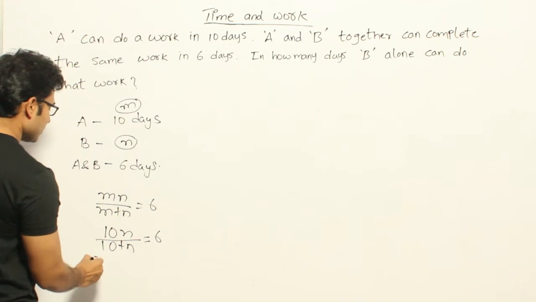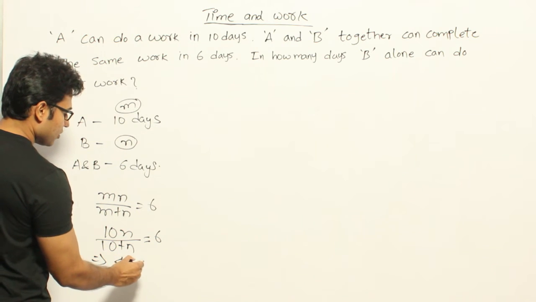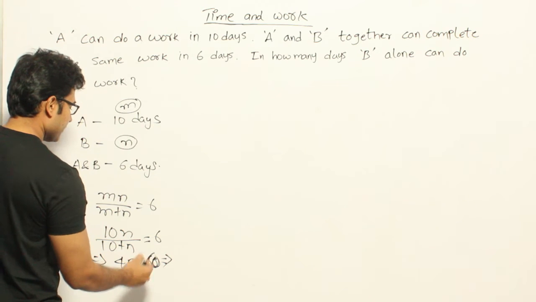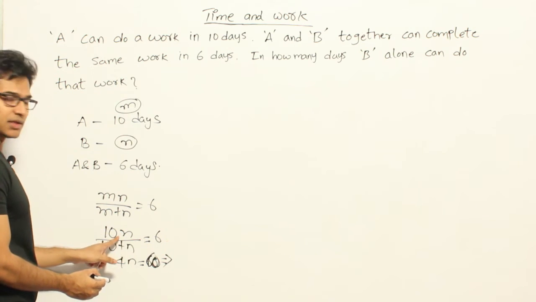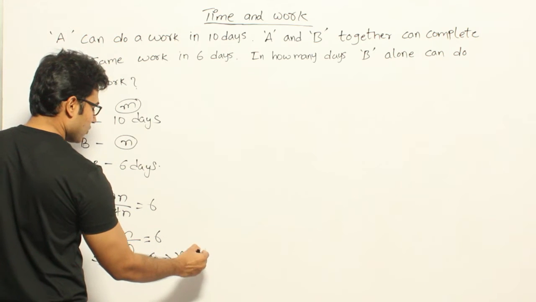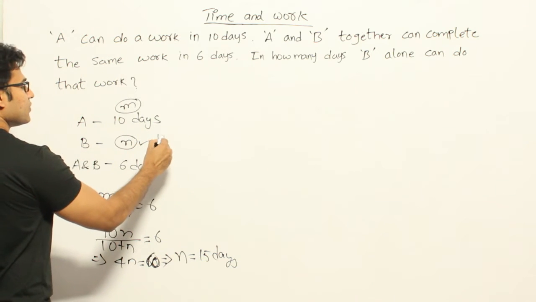Now what does it mean? If you try to solve it, you are going to get 10N equal to 60 plus 6N, and therefore 4N equal to 60. That implies N equal to 15 days, right? So here you are going to get 15 days.